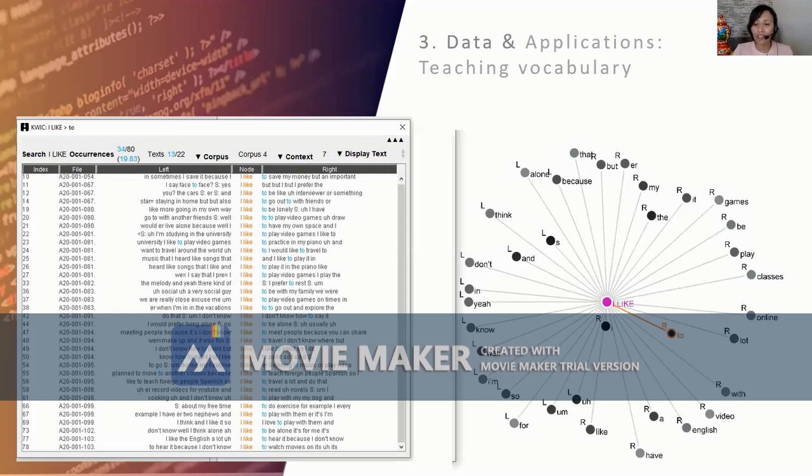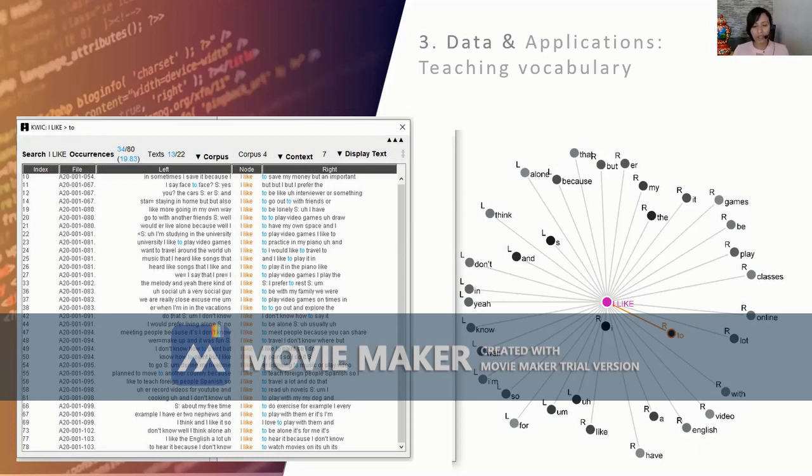Well, now using the tool LancsBox developed by the University of Lancaster, I looked for all the words they are producing after the phrase I like. And as you can see at your right, they say I like games, I like classes, I like online, I like video, and I like English. And I cannot find any other content word here. And if you go to your left, then you are going to find the verbs they are using after I like. I like to play, I like to have, I like to travel.